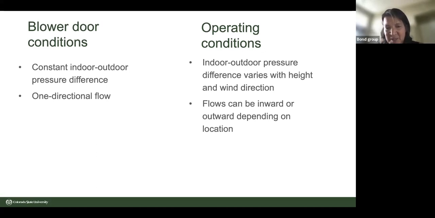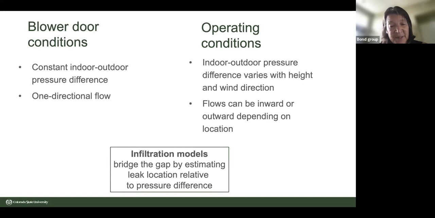And the game is to take the measurement you get from a blower door that is under very simplified conditions and then use it to project what would happen, knowing something about the leakage of the home, under regular conditions. Okay, and then infiltration models bridge the gap because they estimate leak location relative to where those pressure differences are, and then they infer a flow through a bunch of leaks.